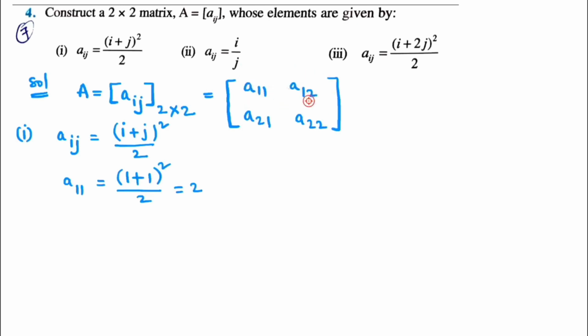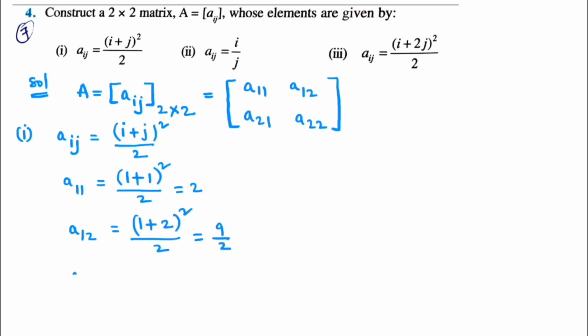Now I need to calculate A12. Okay. A12. You can observe here, in place of i, here 1 is there. In place of j, here 2 is there. So in this, wherever i is there you write 1. Wherever j is there you write 2. Okay. So in place of i, you write 1. In place of j, you write 2. Whole square divided by 2. 1 plus 2. 1 plus 2 is 3. 3 square is 9. 9 by 2.